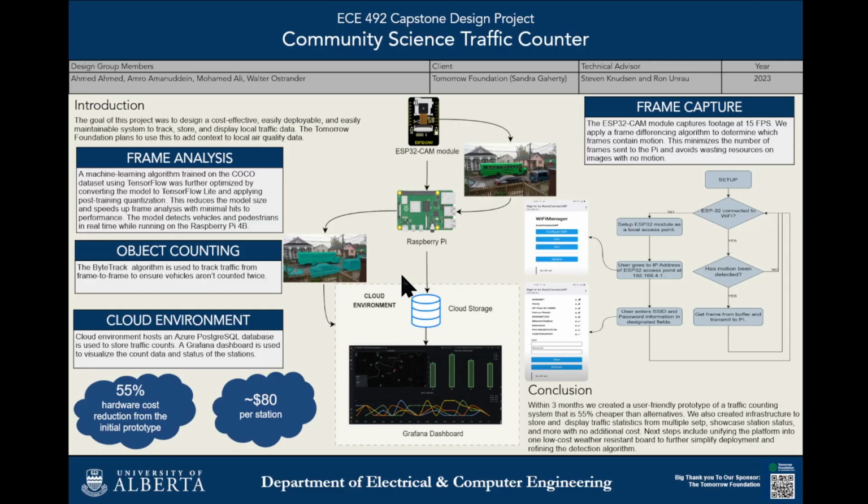As stated previously, the expected outcome of the project was to create an easy-to-use, low-cost traffic counter system for community members to deploy in their homes. This will add context to existing air quality data. Within 3 months, we created a user-friendly counting station that is 55% cheaper than the previous prototype. We also created new functionality such as an easy-to-use Wi-Fi reconnection, an infrastructure to store and display traffic statistics in the form of a website at no additional cost. Furthermore, this website is able to display counting station status, indicating if they are currently online or offline.